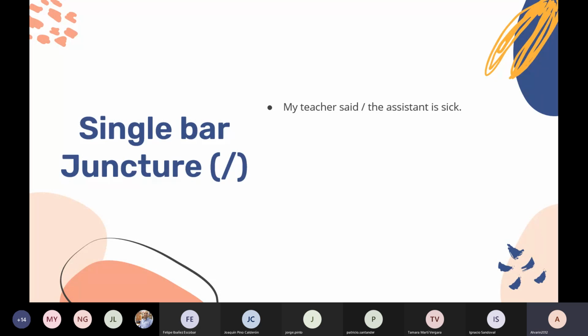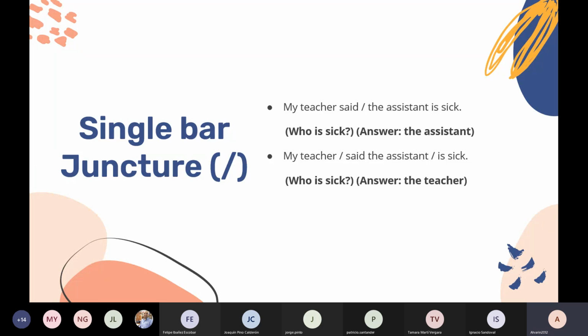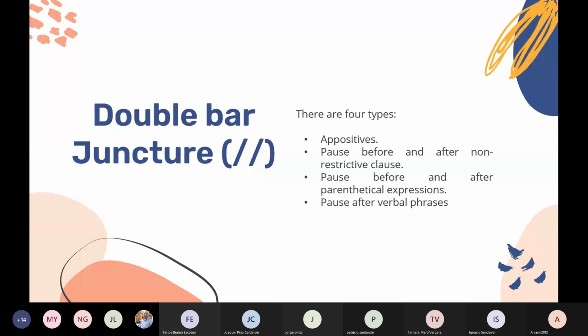Here are our examples. My teacher said the assistant is sick. Who is sick? Here the answer is the assistant is sick. Yes, that's it. The other example, please. Here it's different. My teacher said the assistant is sick. So in this case, who is sick? The teacher. Yeah, thank you. Okay.